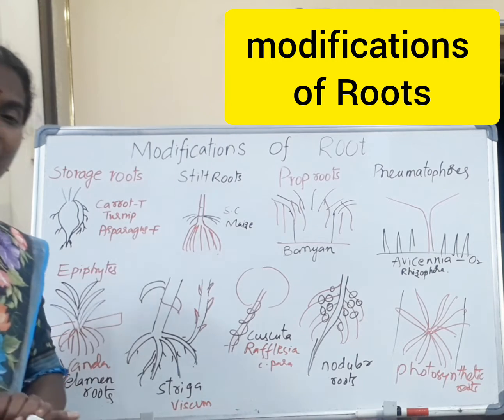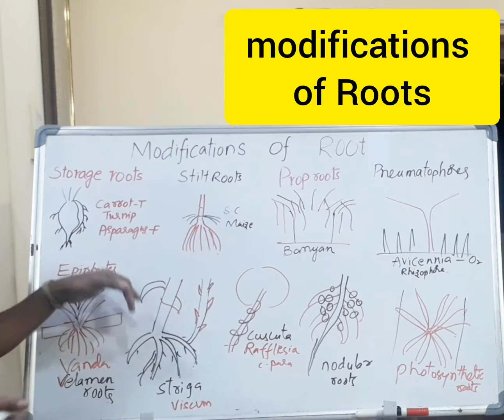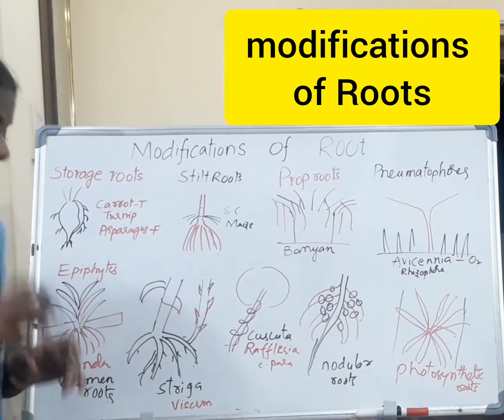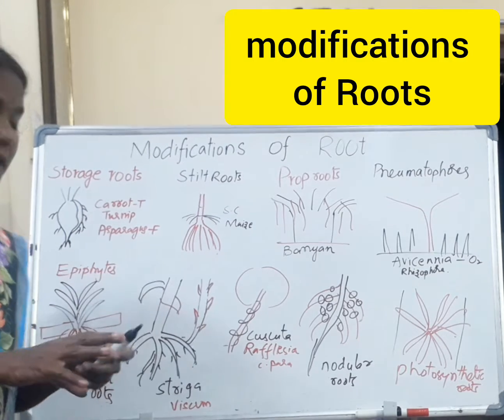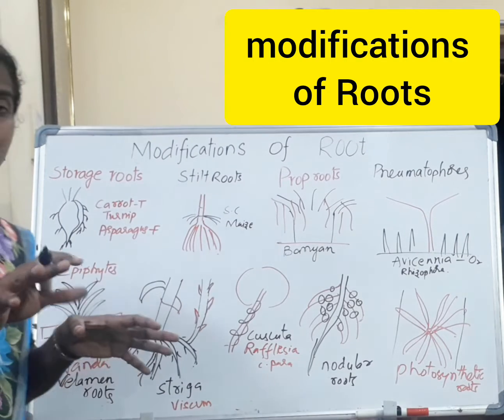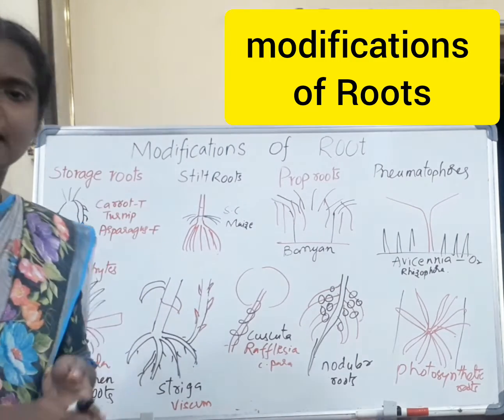Epiphytes are what? The plants which live on other plants are called epiphytes. They form special roots called velamen roots. These velamen roots, for example in Vanda, absorb moisture from the atmosphere.